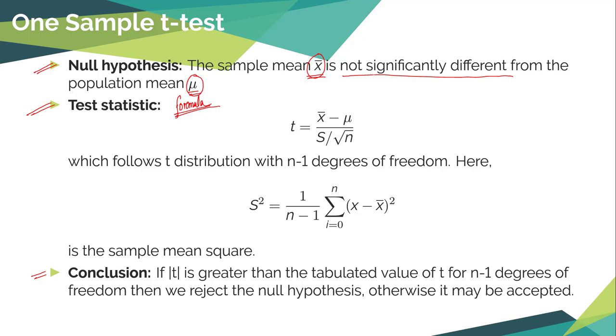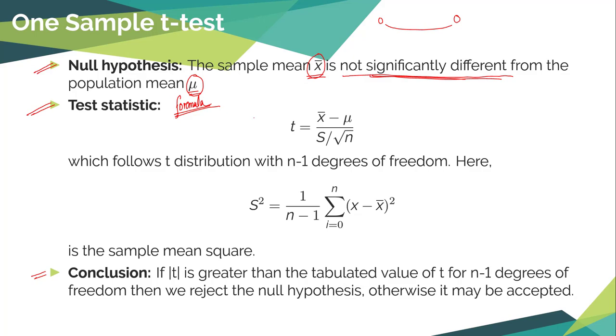Now what is the meaning of significant difference, right? Significant difference means the gap between the two quantities is very wide with respect to the data. If the difference between these two is very wide, we will say that the difference is significant. If it is negligible, we will say that they are not significantly different.